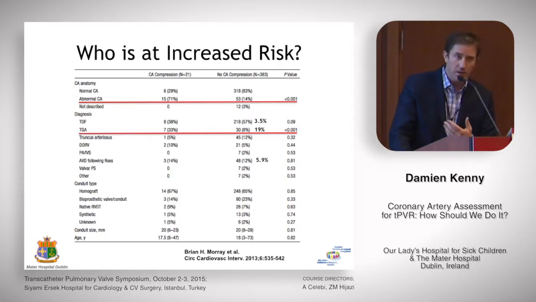So again, I suppose what I wanted to emphasize is the importance of knowing the substrates that are at high risk. When you come down to the bottom of the screen here and look at the conduit type, the majority of patients with coronary artery compression had homografts, but nobody's immune to this, particularly those who have bioprosthetic valves in place, and also the native RVOT as well. Something to be mindful of.